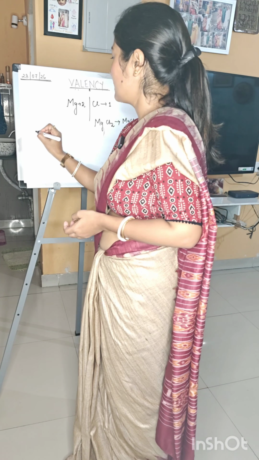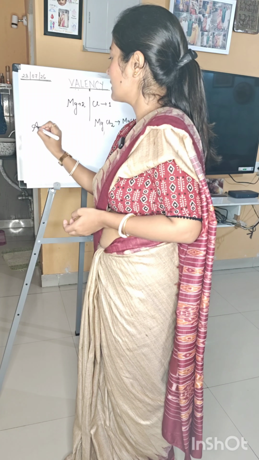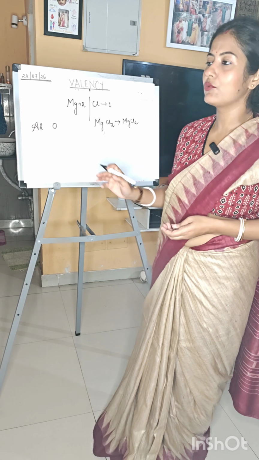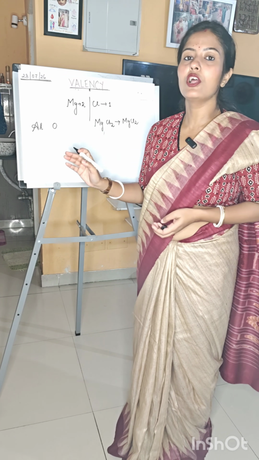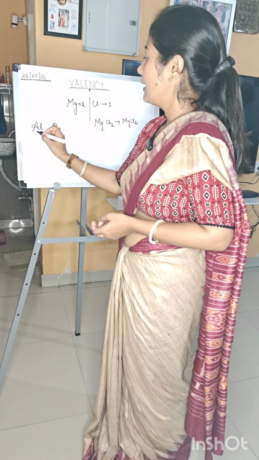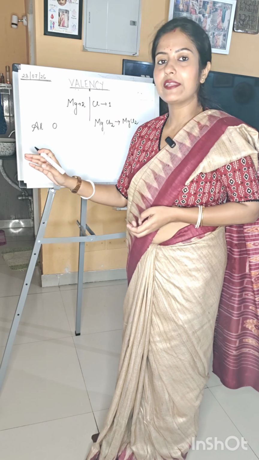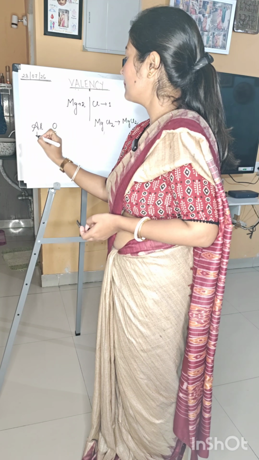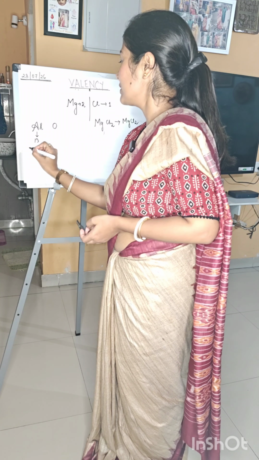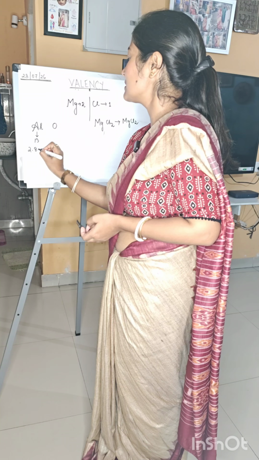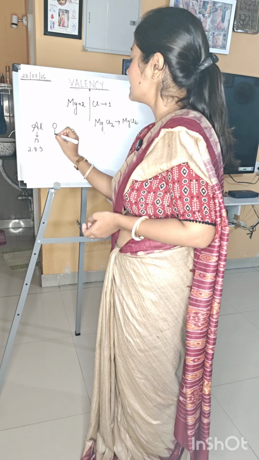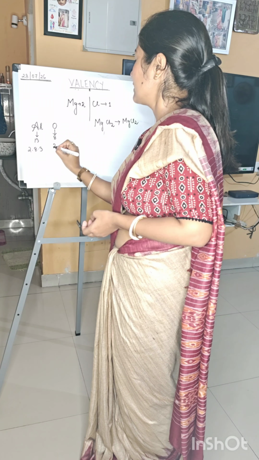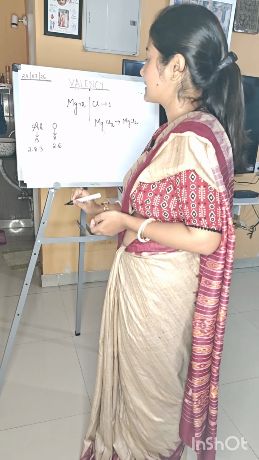Let us take up another example. The question is, for example, aluminium and oxygen combine together to form a compound. Now what will be the formula of the compound? Let us first try to find out the valencies of aluminium and oxygen. Aluminium's atomic number is 13, so the electronic configuration will be 2.8.3. Oxygen's atomic number is 8, and the electronic configuration will be 2.6.